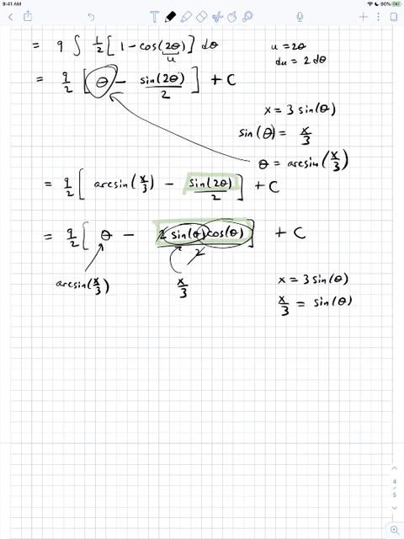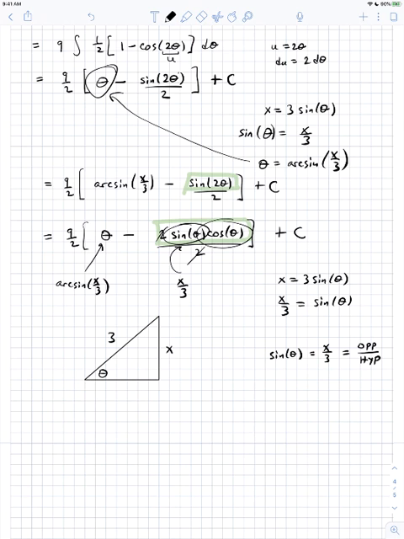We can actually also think about it in terms of a right triangle. So let's just draw a right triangle here. Let's suppose that that's our angle theta. We know that sine of theta is x over 3, but sine of theta, in terms of right triangles, is the opposite over the hypotenuse. So it's x over 3. X is the opposite side and 3 is the hypotenuse. So what does that tell you about the other leg?